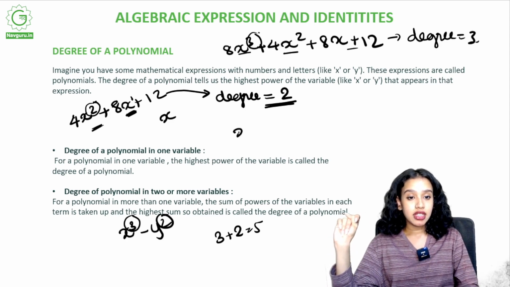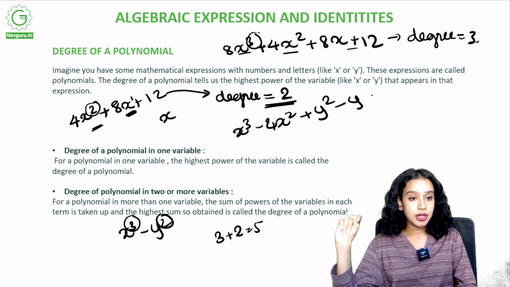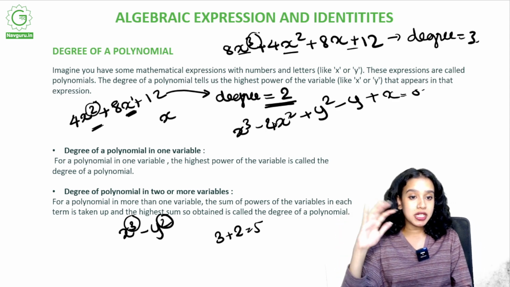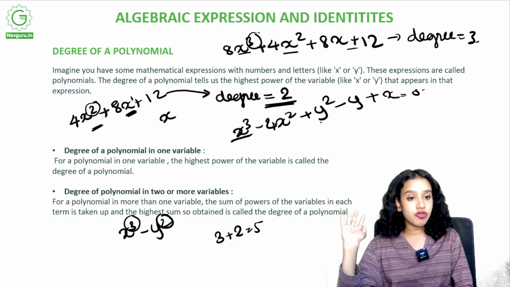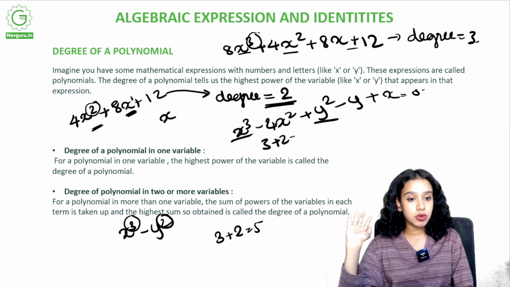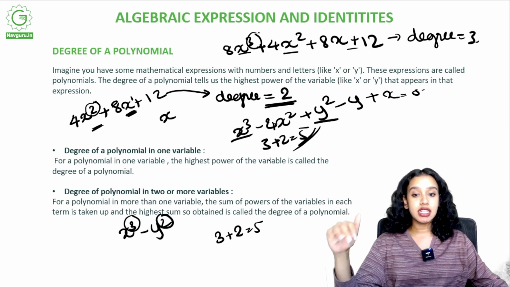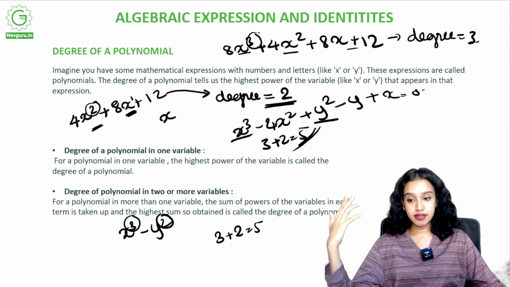If we have x cube minus 4x square plus y square minus y plus x is equal to 0, what is the degree? We take the highest power of both variables and add the powers, which is 3 plus 2, which is 5. The degree of the equation becomes 5, right?